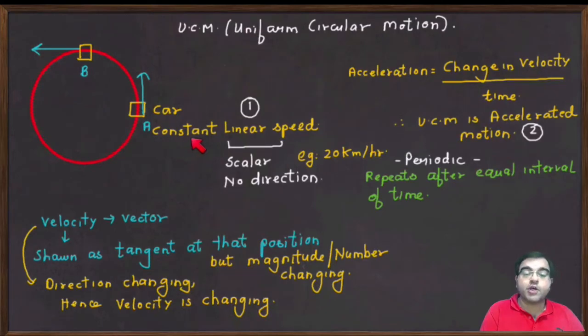So 3 points were important. One, uniform circular motion has got constant linear speed. Second, uniform circular motion is accelerated motion. Third, uniform circular motion is periodic in nature.